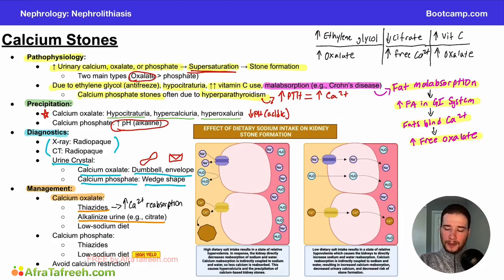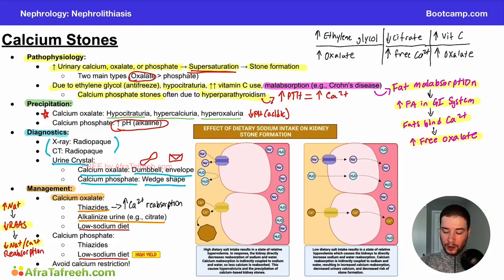Additionally, for both of these options, and I put a high yield button by it, you can consider a low sodium diet as a treatment modality. And the reason for this has to do with activation of the RAS system. So what happens when we have high levels of sodium in the body? That's right, we decrease the activation of our RAS system. So we said if we have high levels of sodium, we get a decreased activation in our RAS system.